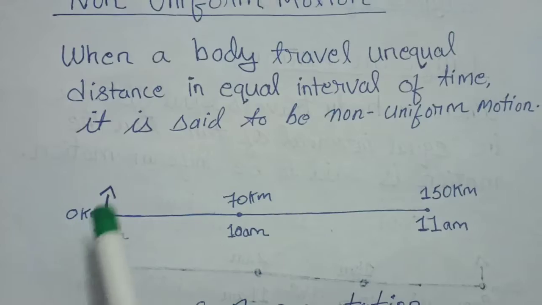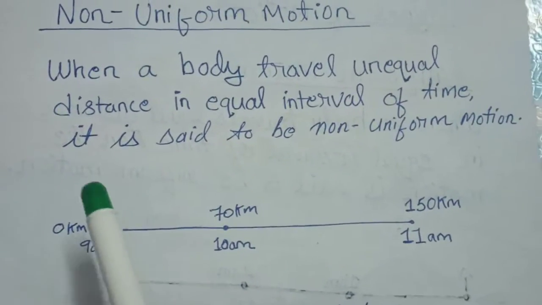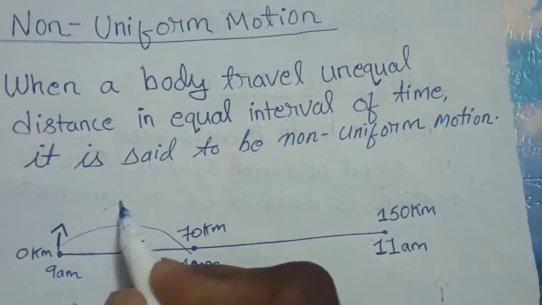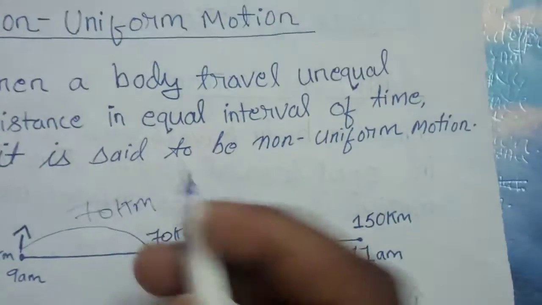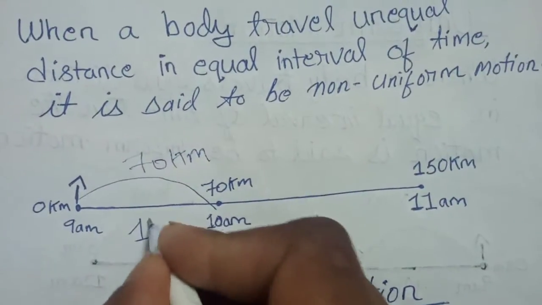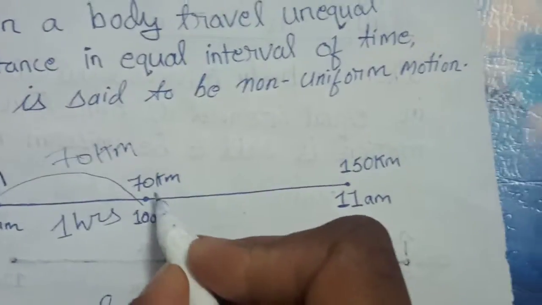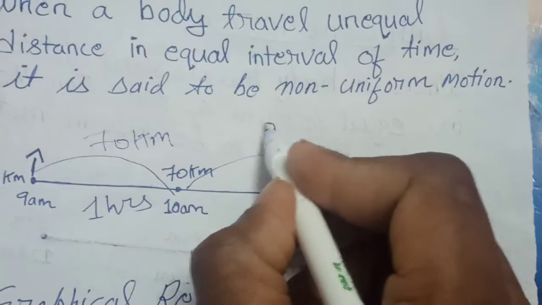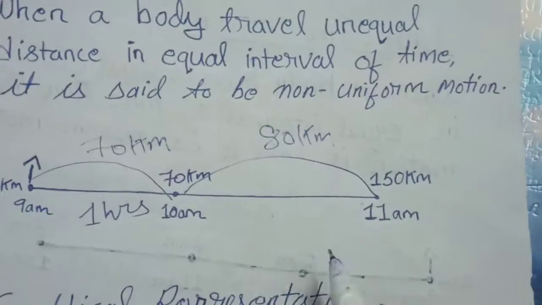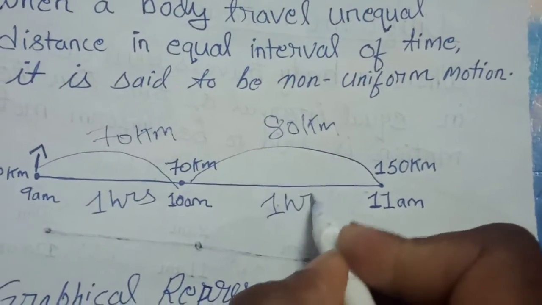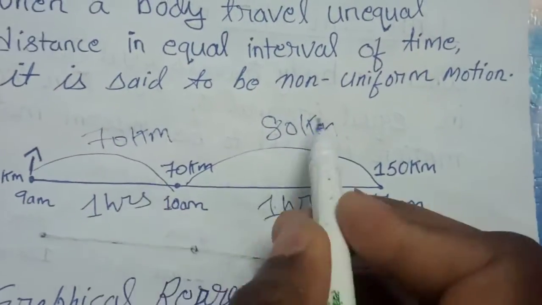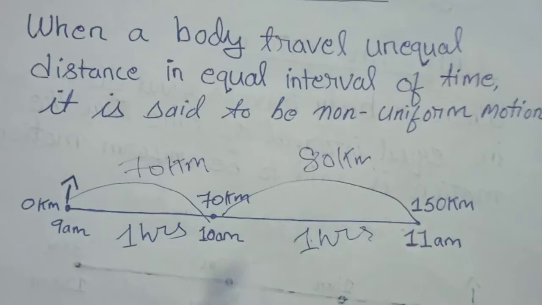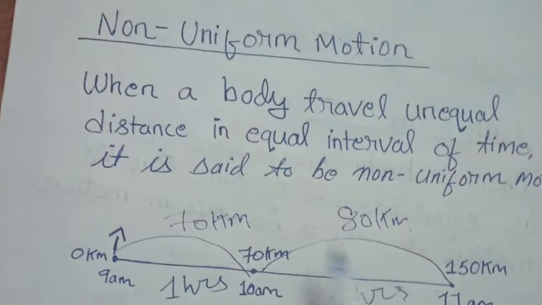Here you can see that a body is standing at 0 kilometer. If this body travels from 0 kilometer to 70 kilometer, that means the distance covered here is 70 kilometer, and the time taken is 1 hour. Again, that body moves from 70 kilometer to 150 kilometer. That means the distance covered here is 150 minus 70, which is 80 kilometer, and the time taken, 10 to 11, is 1 hour. That means time is the same but the distance covered is different. At first the distance is 70 and the second distance is 80. So covering unequal distance in equal interval of time, this type of motion is known as non-uniform motion.